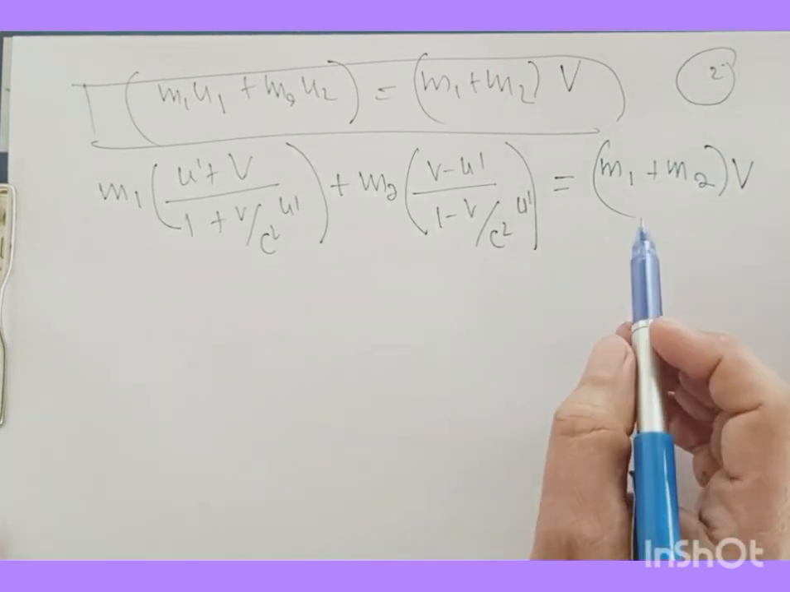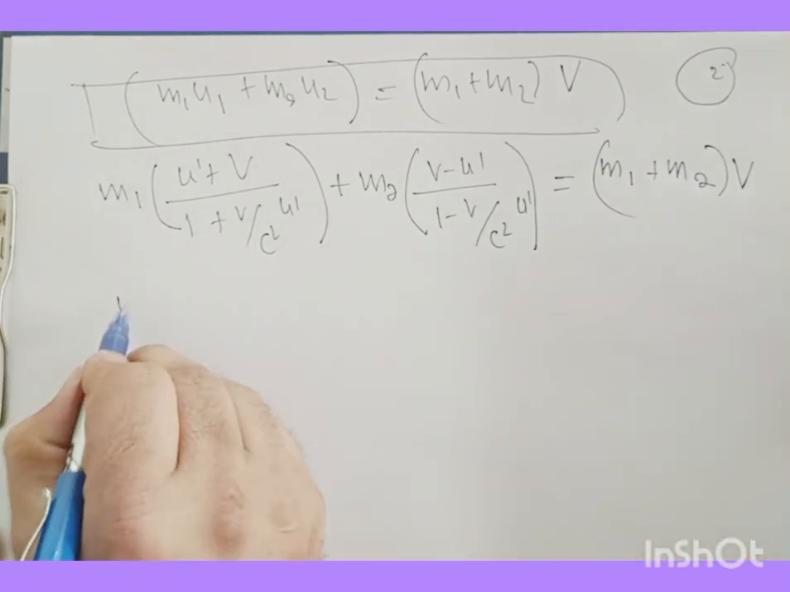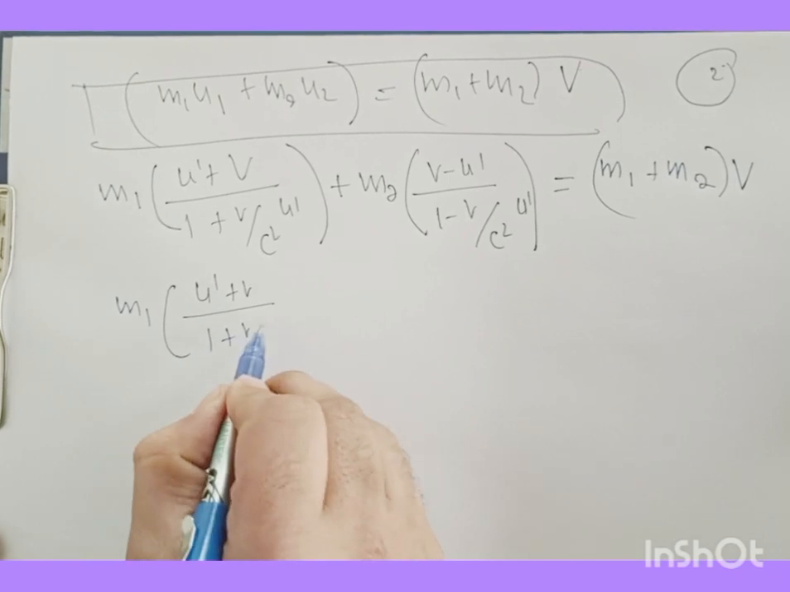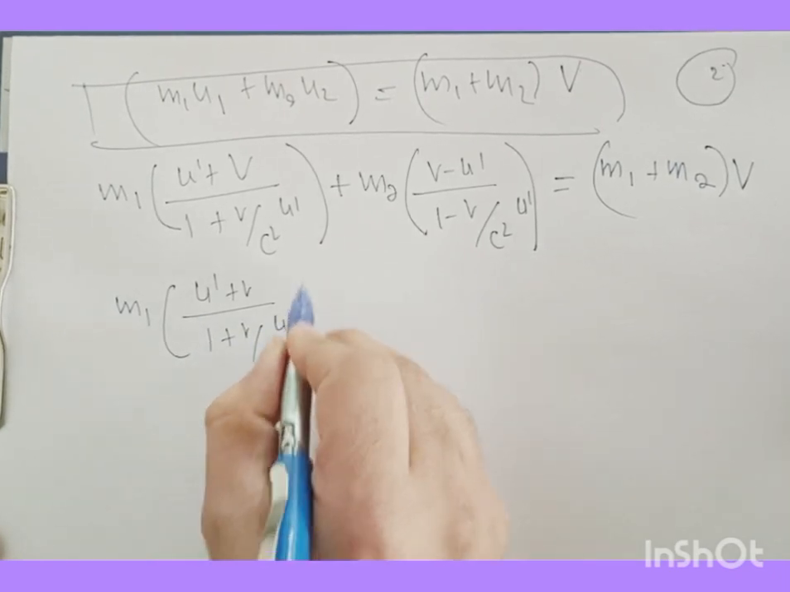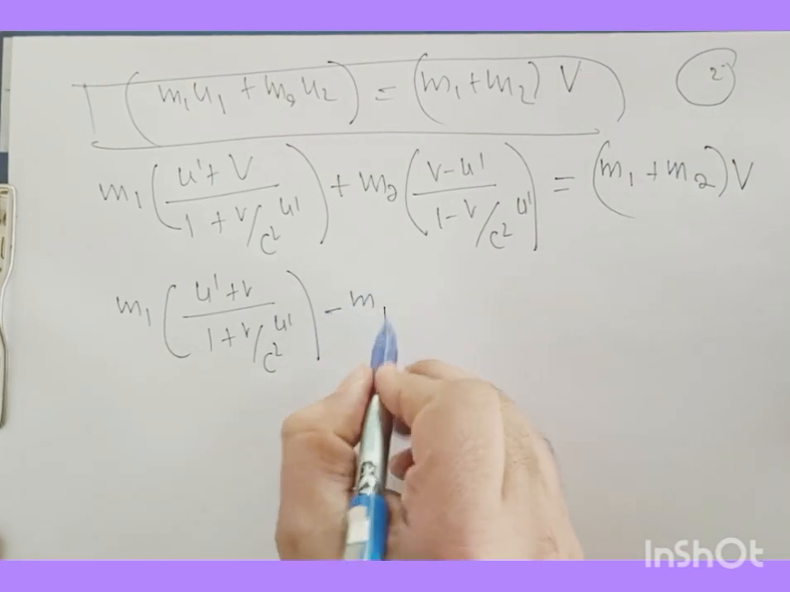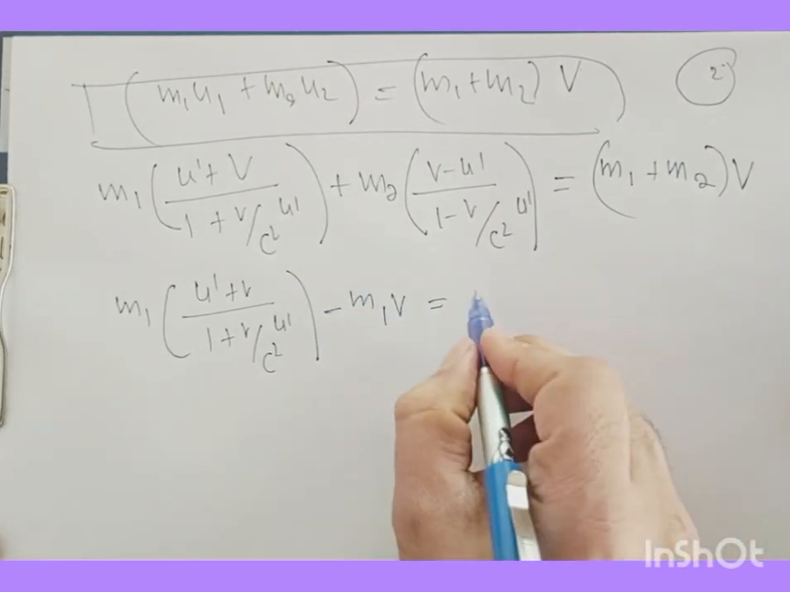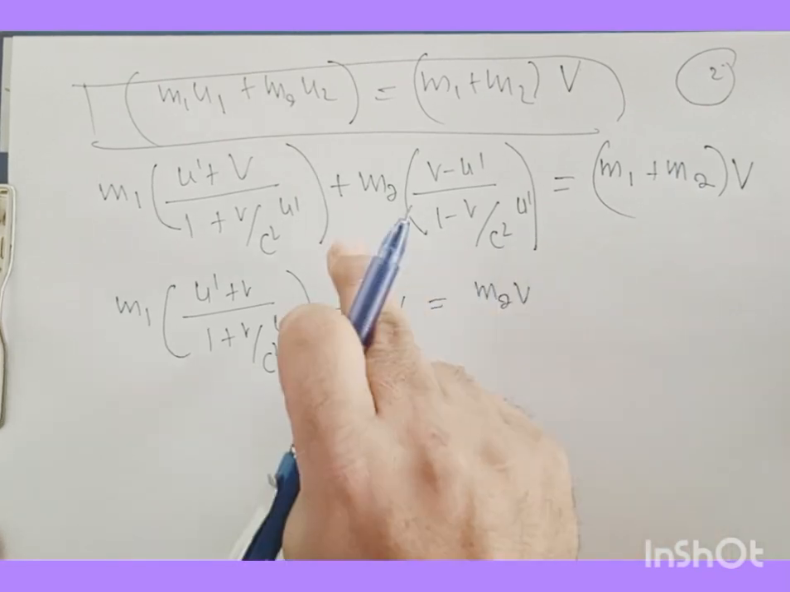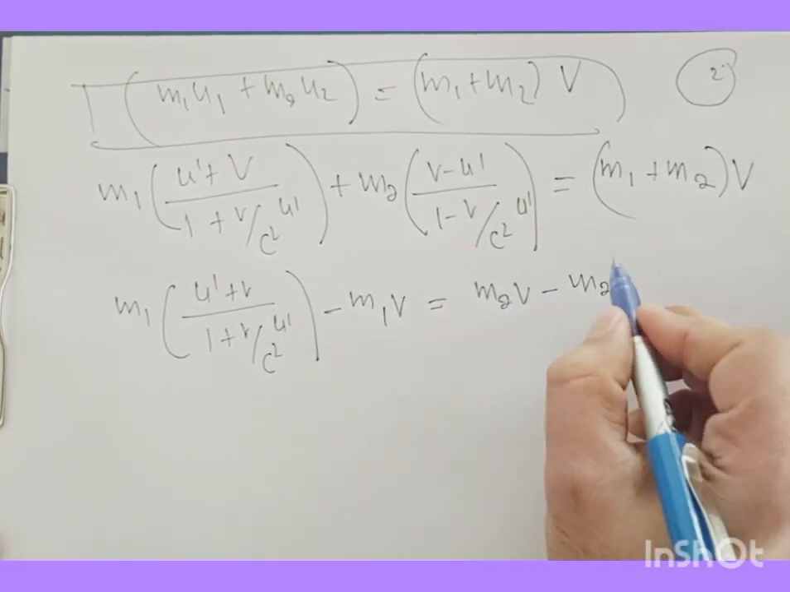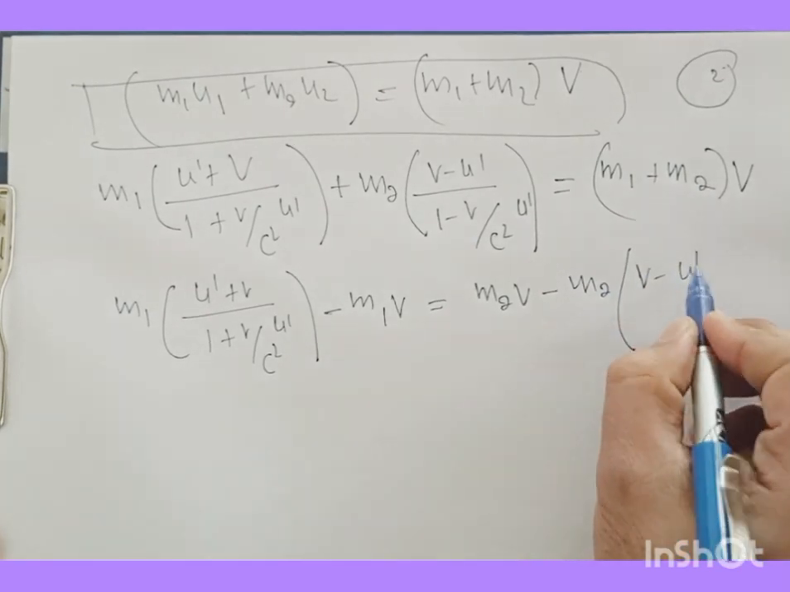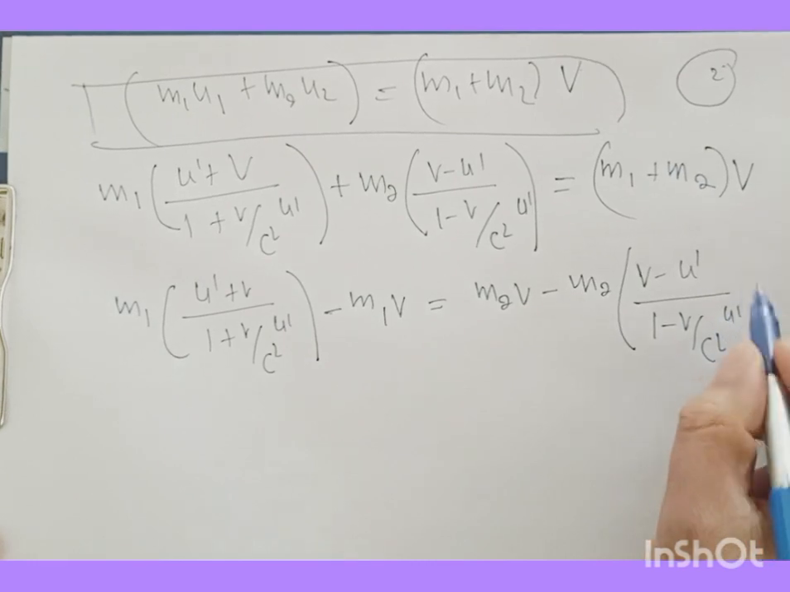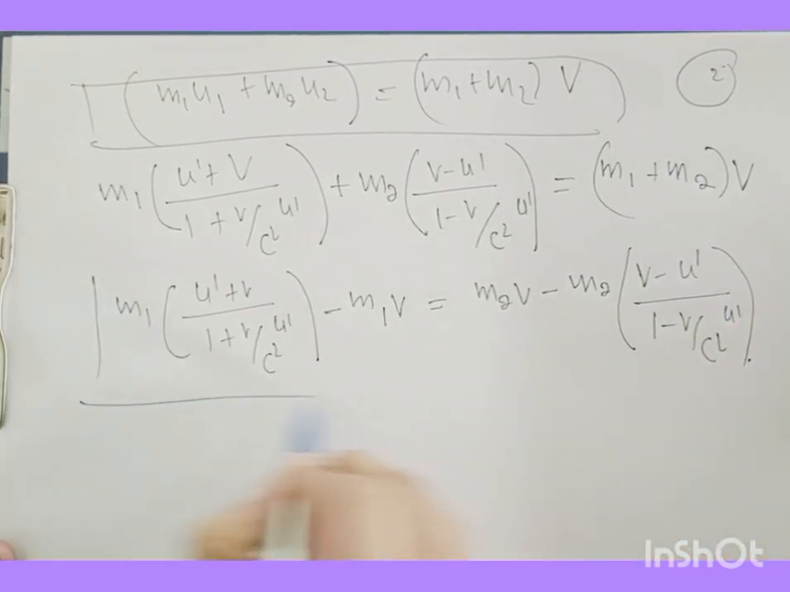Now, what we will do is, this is m1 times (u' + v) by (1 + v/c² u'). This m1v we will transfer to the left, so m1v is equal to, in the right hand side we have m2v, and we will transfer this thing to the other side, so this will be minus m2 times (v − u') by (1 − v/c² u'). Okay, that should be the case.